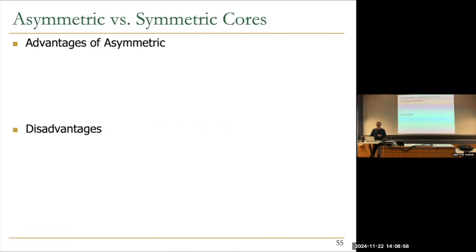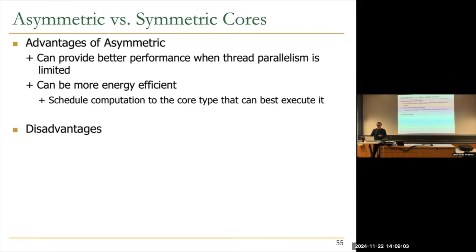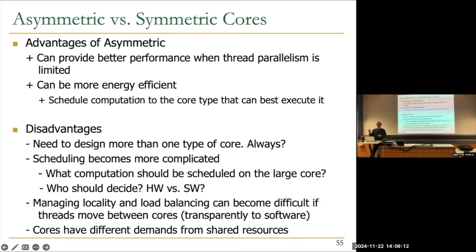Okay, so we've talked about asymmetric and symmetric cores. Let's start wrapping up a little bit. Clearly, if you have asymmetric cores, you can provide better performance when thread parallelism is limited. You can be more energy efficient also at the same time. Disadvantages, of course, more complexity. Basically, I think we've seen this earlier, but you need to design more than one type of core. If you already have them, that's great. But if you already have them, that may not be a good match also, right? Maybe you don't have the right core for extremely high parallelism, right?